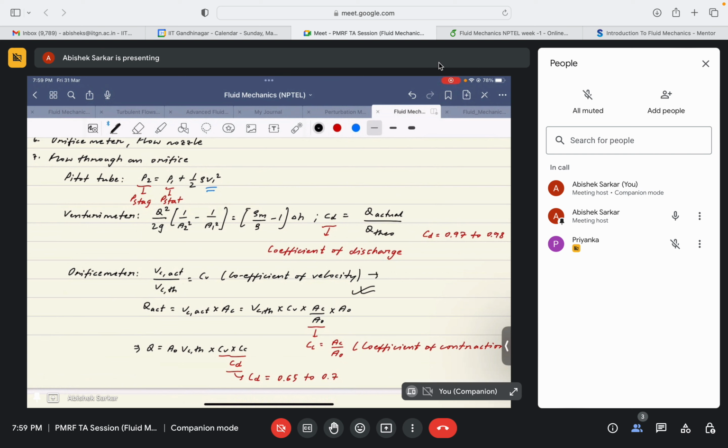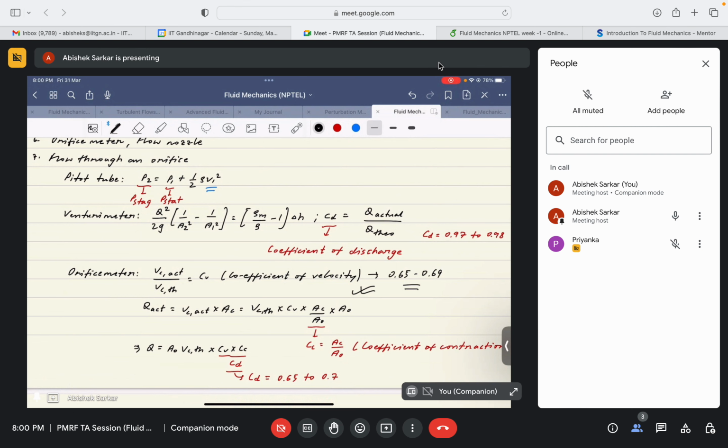I forgot to mention the range of V actual and V theoretical. I also need to look into it, but I guess it is around 0.65 to 0.69. I guess it is in this range, but I have to check it. So I'm sorry again.